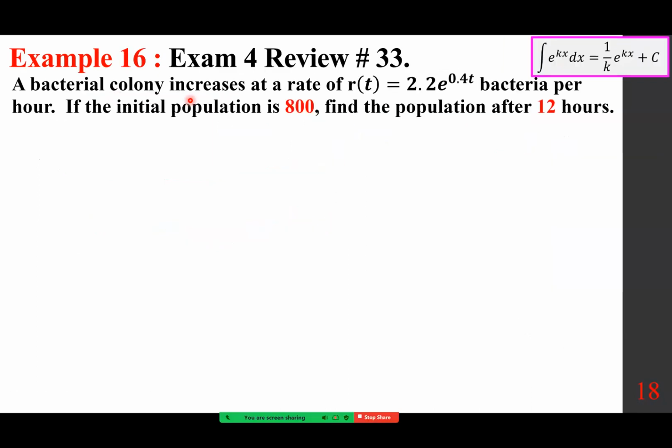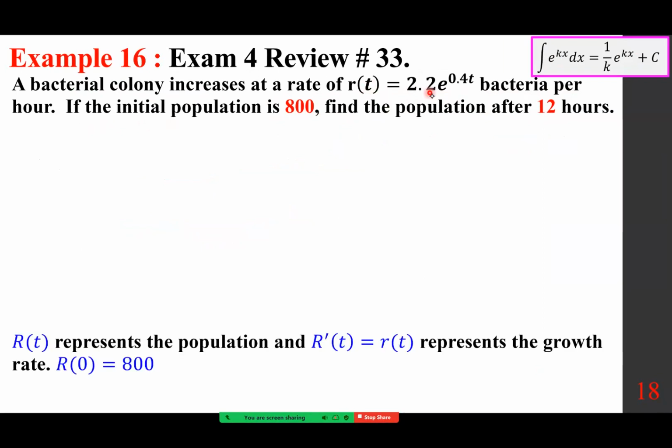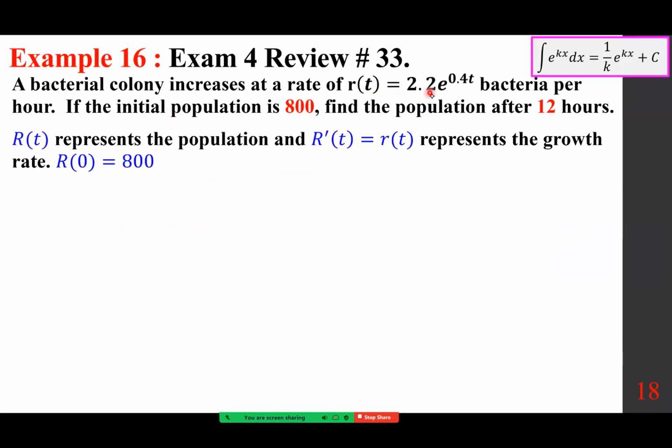A bacterial colony increases at the rate of R of t equals 2.2 e to the power 0.4 t bacteria per hour. If the initial population is 800, find the population after 12 hours. So what is given? Well, this is the rate. So if capital R of t represents the population, therefore R prime of t equals little r of t, and we have R of 0 equals 800.